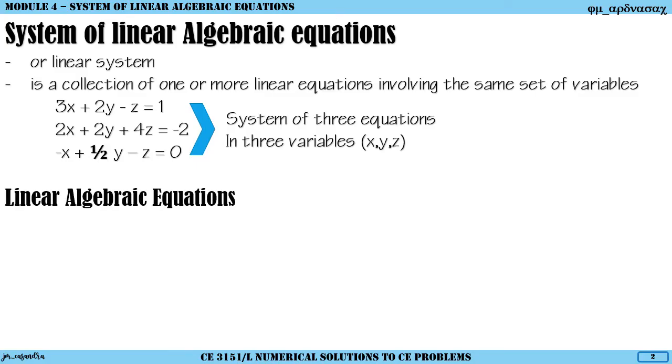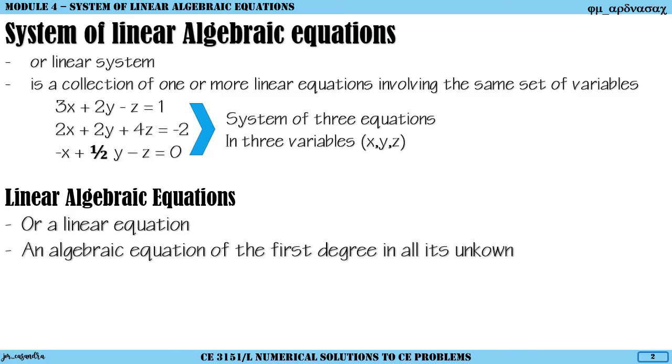A linear algebraic equation, or a linear equation, is an algebraic equation having a first degree in all its unknowns. So as you can see in our examples here, all of our variables are in the first degree, meaning these equations would represent a line when we try to draw it in a graph.